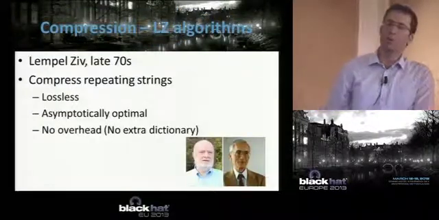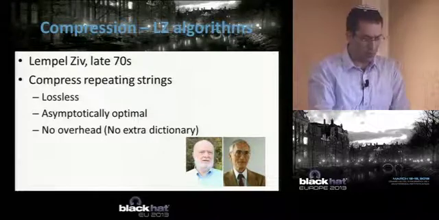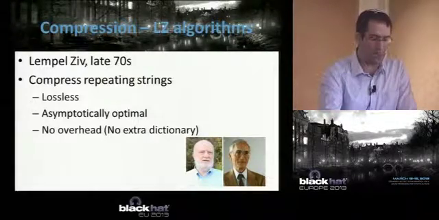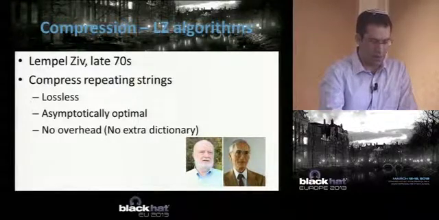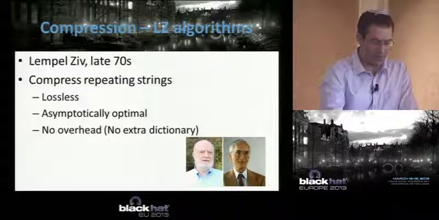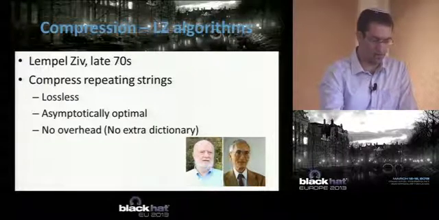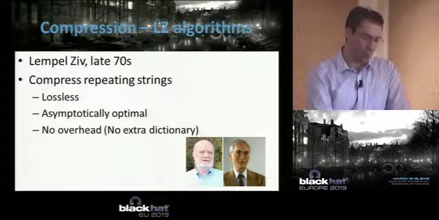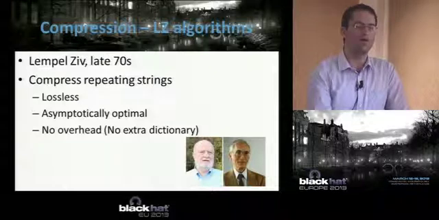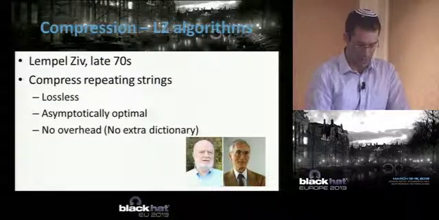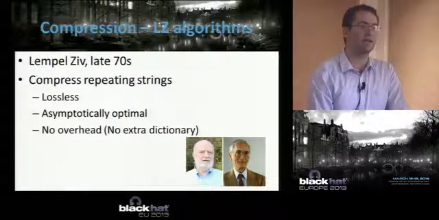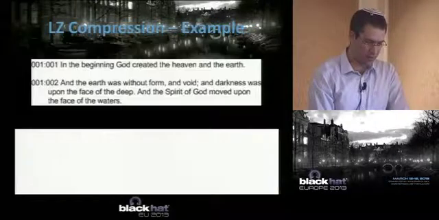And so gzip is really comprised of the LZ algorithm that was developed in Israel by Lempel and Ziv in the late 70s. It compresses repeating strings in a lossless, asymptotically optimal way with no overhead, no extra dictionaries. So therefore, it's a good candidate for web compression. And how does it work?